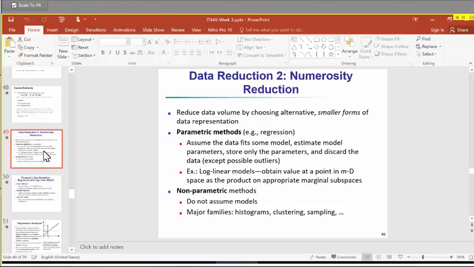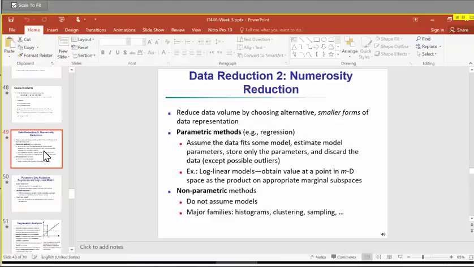Then the second thing in data reduction is numerosity reduction. We know that numerosity reduction means that we reduce the size of the population. So we reduce the data volume by choosing some alternative smaller forms of the data representation. For example, we can take some sample of the data. There are parametric methods and non-parametric methods for numerosity reduction. In parametric methods, we assume that the data first fits into some model, and then we estimate the model parameters, and after that we store only the parameters and discard the data.